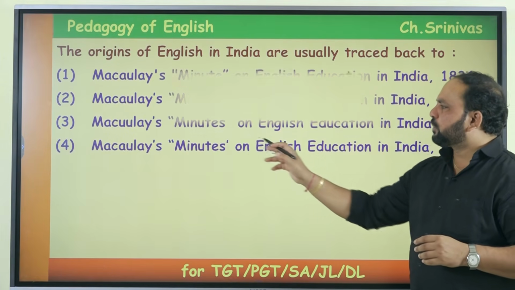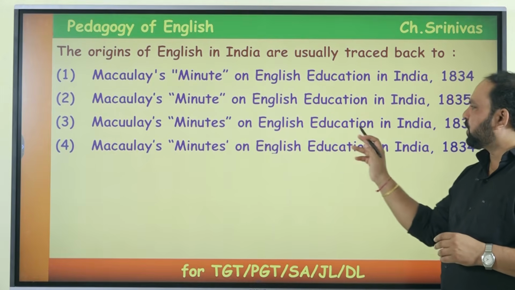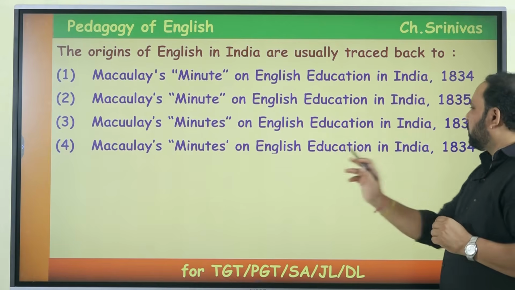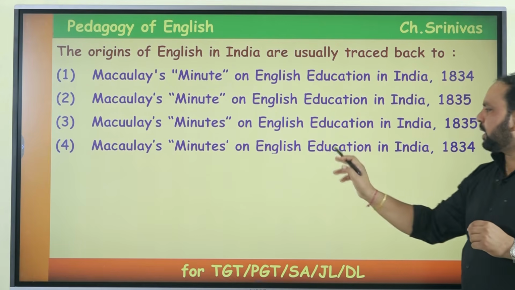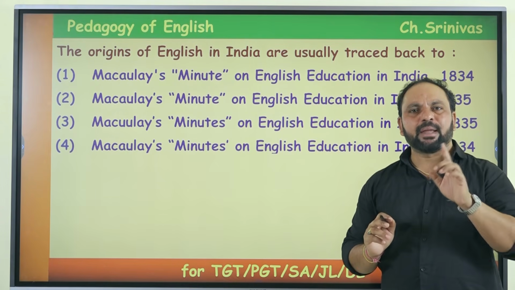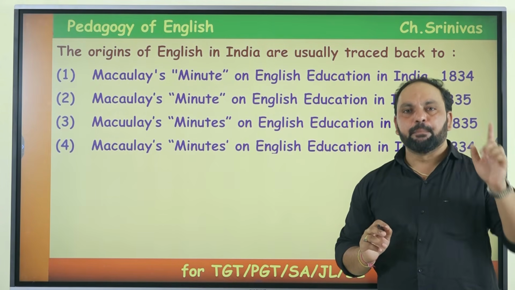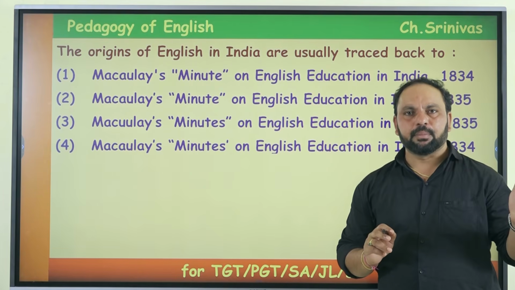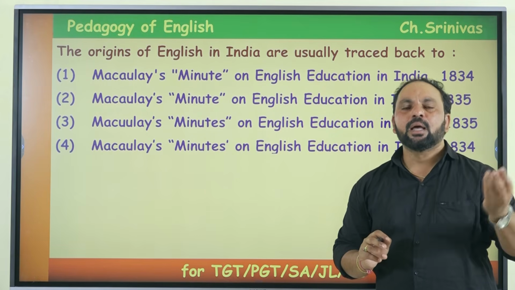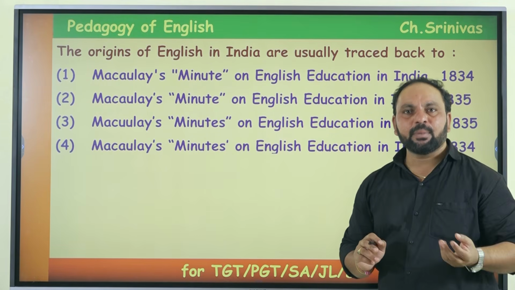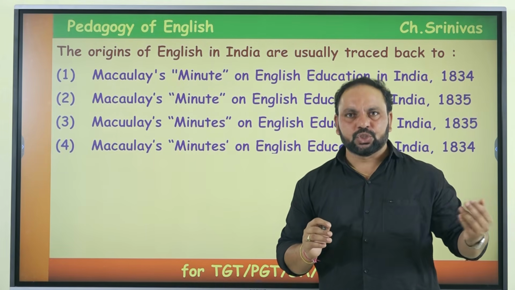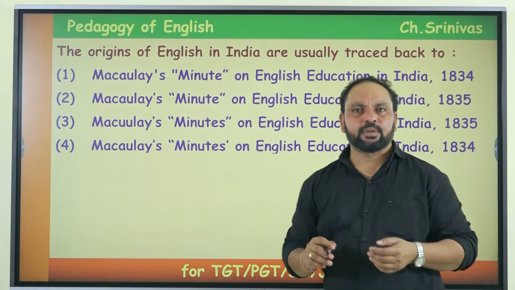And look at the third option, Macaulay's minutes on English education in India 1835. This is the right answer. But look at the fourth one, Macaulay's minutes on English education in India 1834. This is wrong. So third one is the right answer. Macaulay's minute, no, Macaulay's minutes, plural form. The consolidation of a particular meeting or a conference is said to be the minutes. It is Minutes, not 1835 minute. So this was a previous JL question, from the Junior Lecturer English examination.